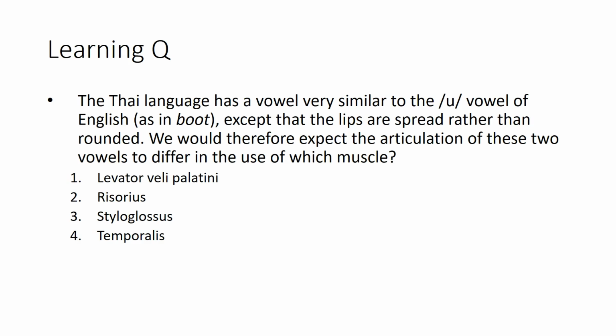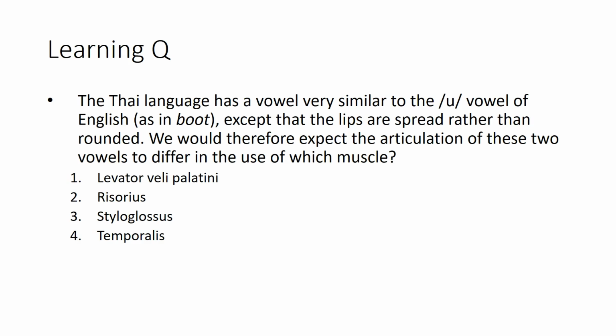An example of a more complicated kind of question involving these concepts of different gestures would be to talk about a contrast between English and another language, for example. So in Thai, there's a vowel that's a lot like our oo vowel, except that the lips are spread rather than rounded to produce an e sound. If we were going to compare the articulation of the standard English oo vowel and this Thai vowel with spreading, what difference would we see?